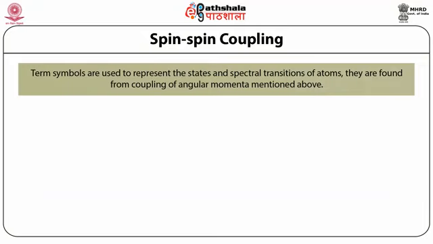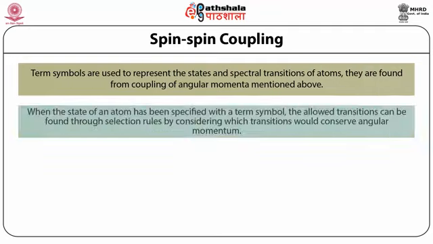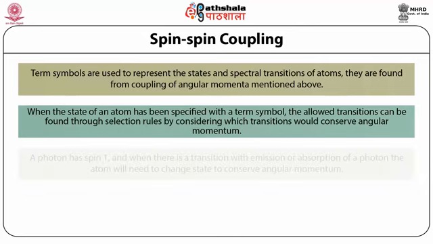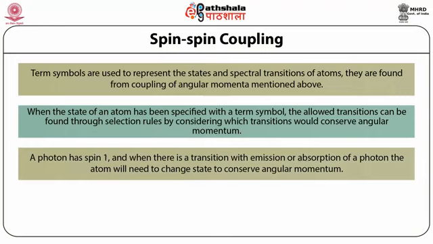Term symbols are used to represent the states and spectral transitions of atoms. They are found from coupling of angular momenta mentioned above. When the state of an atom has been specified with a term symbol, the allowed transitions can be found through selection rules by considering which transitions would conserve angular momentum. A photon has spin 1, and when there is a transition with emission or absorption of a photon, the atom will need to change state to conserve angular momentum.